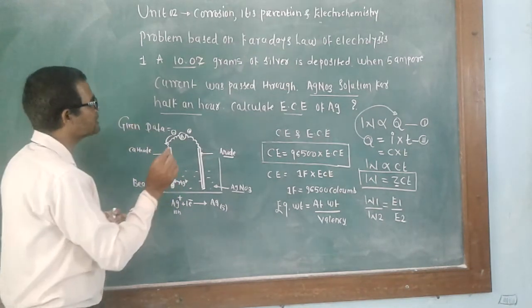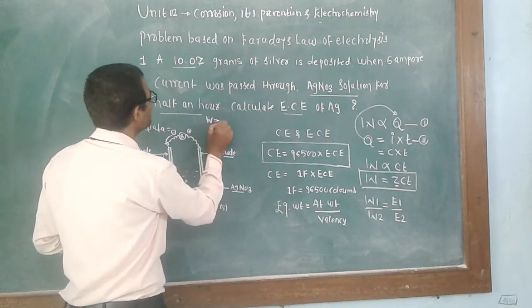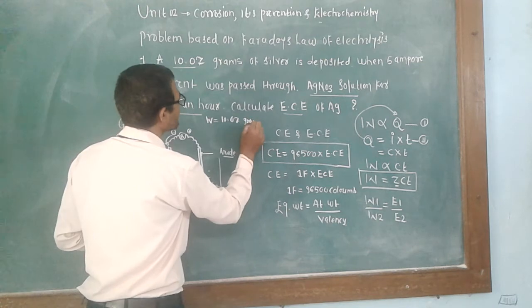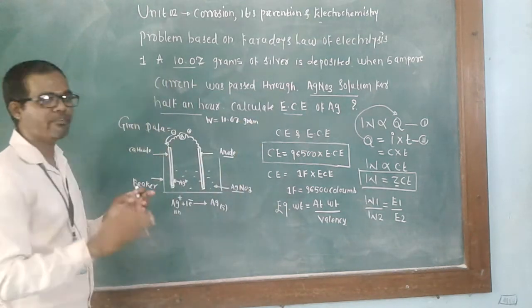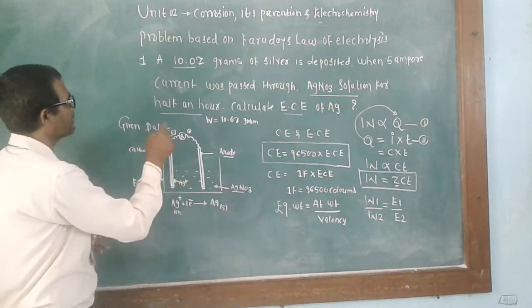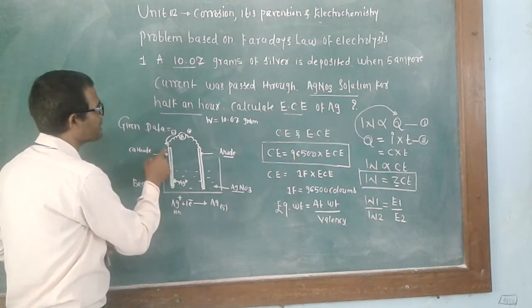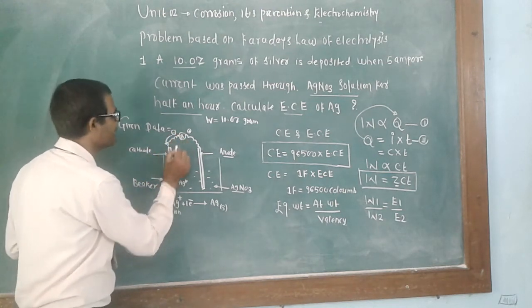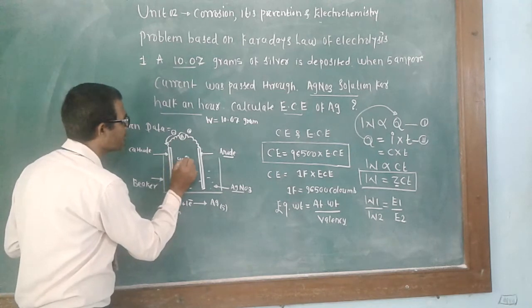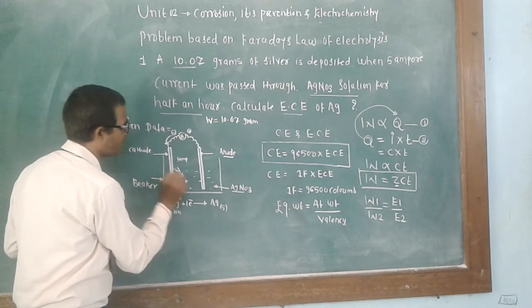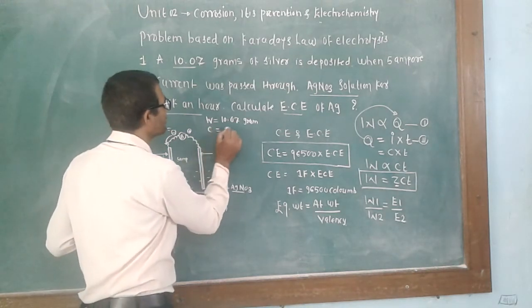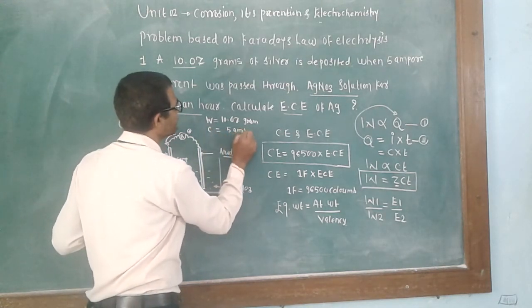So here W is given. W is equal to 10.07 gram. Now, when a 5 ampere current is passed through the AgNO3 solution, from the battery the 5 ampere current is passed into the electrolyte. So current is given; you can write here C is equal to 5 ampere.